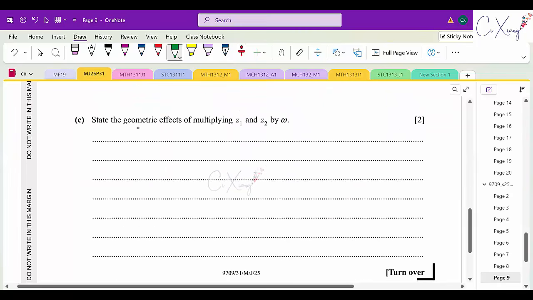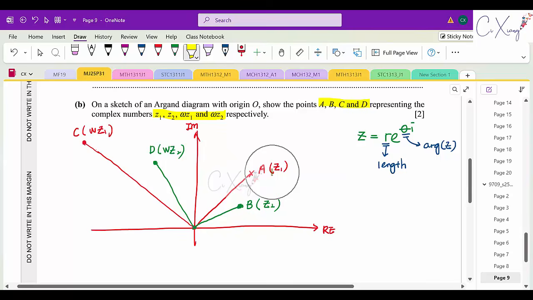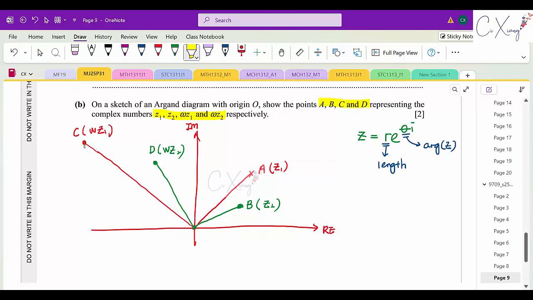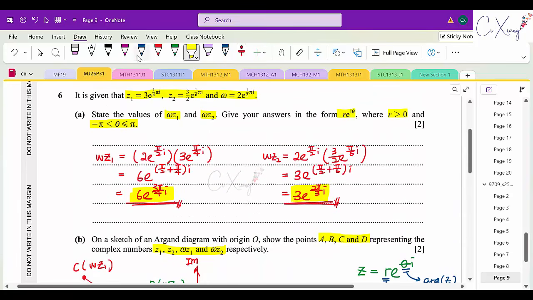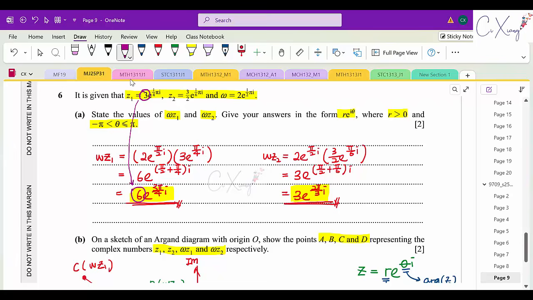They want us to state the geometric effects of multiplying Z1 and Z2 by W. Okay, so let's have a look. This is your Z1. After multiplying by W, your complex number becomes this one. So we try to compare the difference between Z1 and WZ1. Original Z1 has a magnitude of 3. After you multiply with W, it will become 6. So you can see that the difference here is times 2. The length becomes 2 times longer.